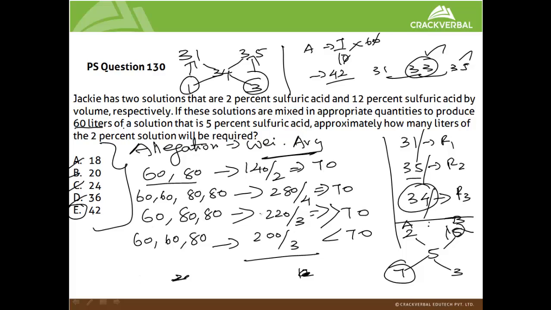So that's the process of alligation. Remember that it's a weighted average concept. Whenever you are dealing with alligation, if two things are mixed, the resultant value cannot be less than the least value, and it cannot be more than the greatest value. It has to be between those two values. So the answer has to be E, 42. Hope this is clear. Thank you.